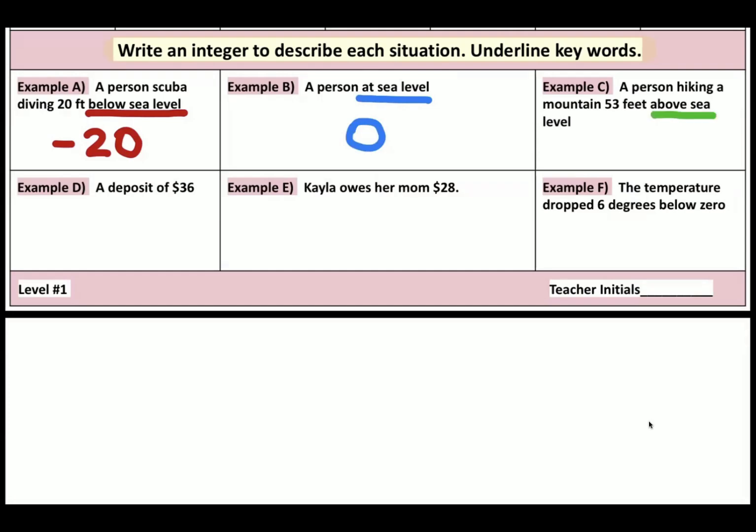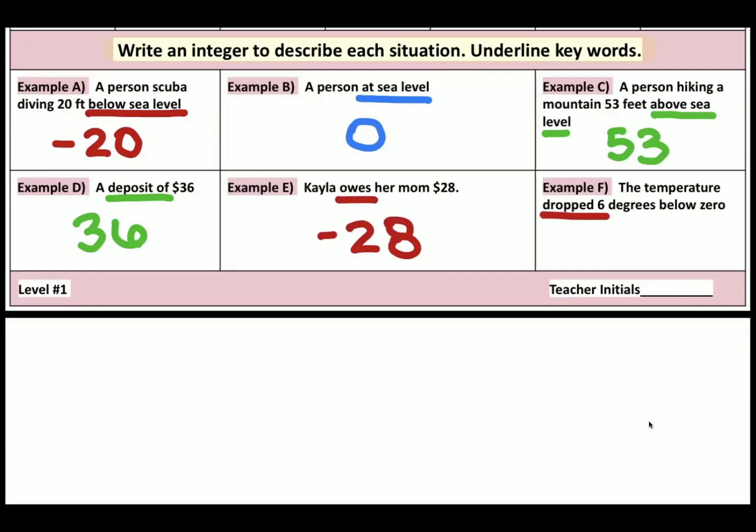For C, you should have underlined above sea level, keywords for positive numbers, and written 53. Example D, a deposit is putting money into your account, so positive 36. Example E, Kayla owes her mom, so that is negative 28. And example F, if it dropped 6 degrees, that means it is negative.